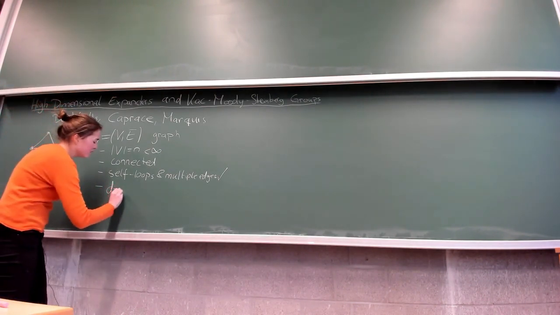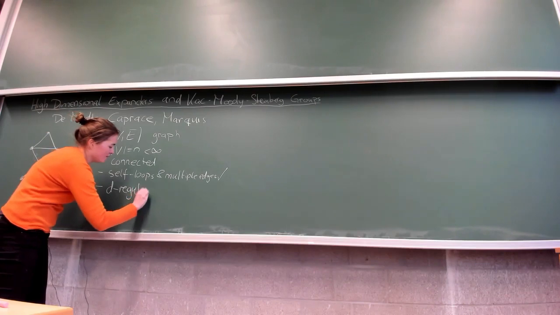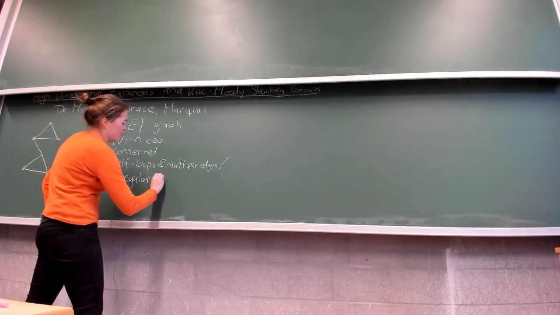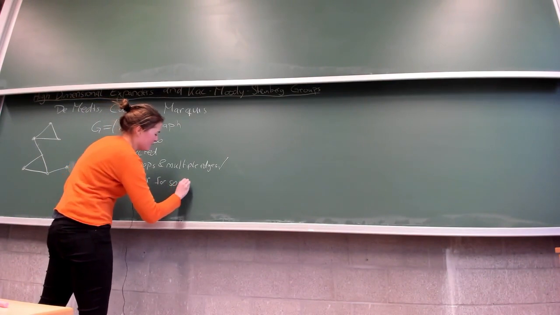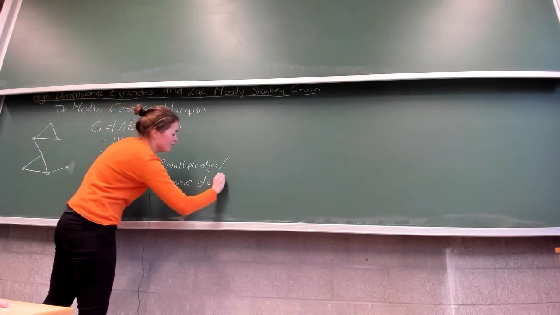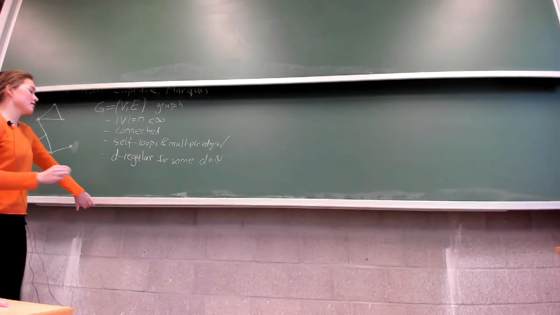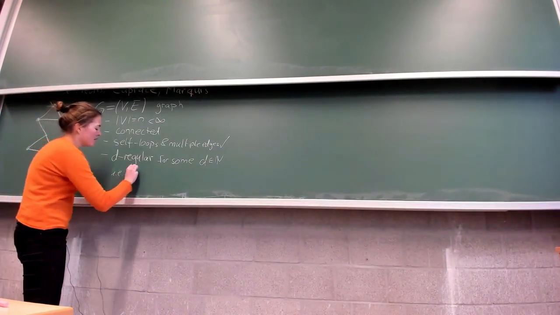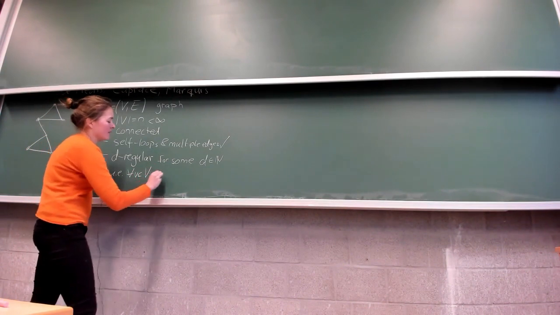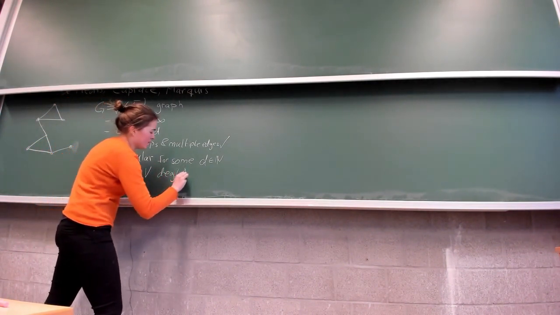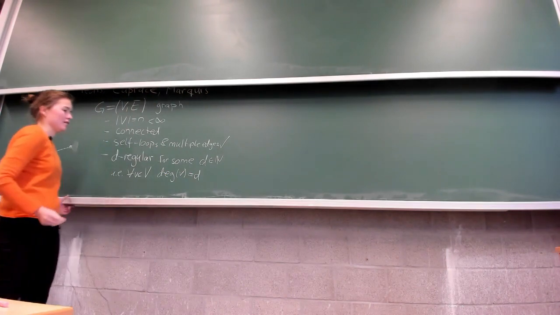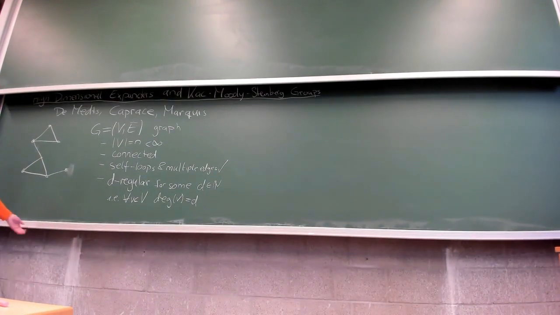One last thing, again to make life easier, we want the graph to be d-regular for some natural number d, and that just means that every vertex has degree exactly d. The degree being equal to d just means any vertex has exactly d neighbors in the graph.